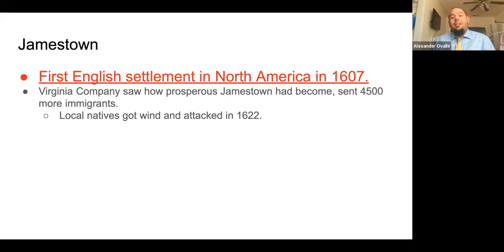All right, Jamestown. Now, this is something you need to know for your midterm. Anything you see underlined in red, that's going to be either on your midterm or your final exam and/or the unit test. So Jamestown was the first English settlement in North America, 1607. Remember, I'm not going to quiz you on when it was founded. 1607 is just the starting date because it actually survived. The Virginia Company saw how prosperous this Jamestown colony had become and sent 4,500 more British immigrants. Local natives, however, got wind of this and attacked in 1622, almost crippling and toppling the entire Jamestown colony.